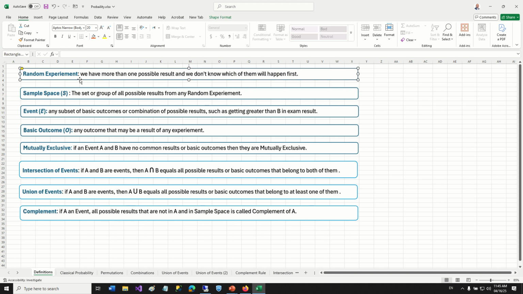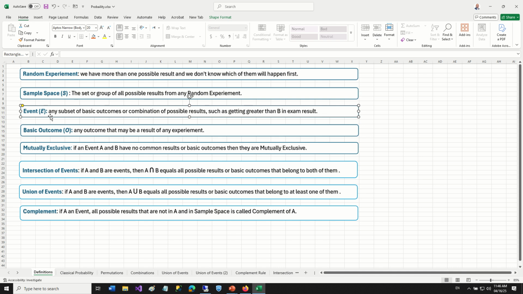The random experiment means that we have more than one possible result and we don't know which of them will happen first. The sample space is the set of all possible results that may happen in any experiment. The basic outcome is any outcome that may be a result to the experiment, and the event is any subset of basic outcomes or combination of these basic outcomes or possible results, such as getting greater than B in exam.